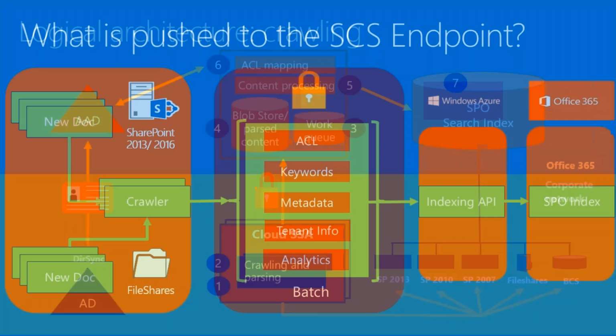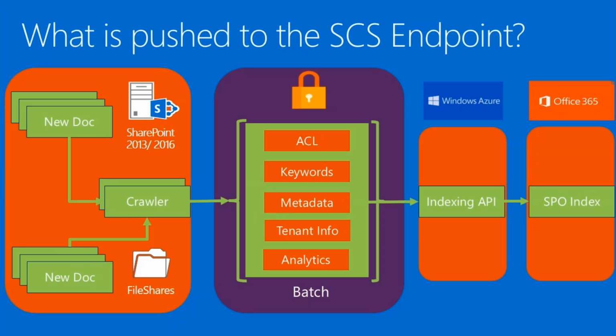What gets pushed? Well, in the search service application, as the crawler is picking up new documents from file shares and SharePoint sources, it's creating these batches that get sent to the search cloud, the search content service in Office 365. It picks up the access control list, the keywords, the metadata, the tenant information, and it doesn't just send one document at a time. It sends them in batches. And so if you lose your internet connection, you will have to do a recrawl. But as that content gets batched up and sent, it gets sent up to the indexing API in Azure, and then ultimately into the SharePoint Online index.